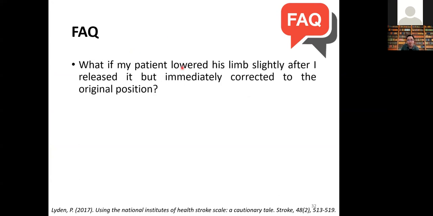So what if my patient lowered his limb slightly after I release, but immediately corrects to the original position? Meaning, you hold the hand and say, okay, hold it for 10 seconds. Then when you let go, the hand drops down and corrects back to the original position. Do you score a 1 or a 0?